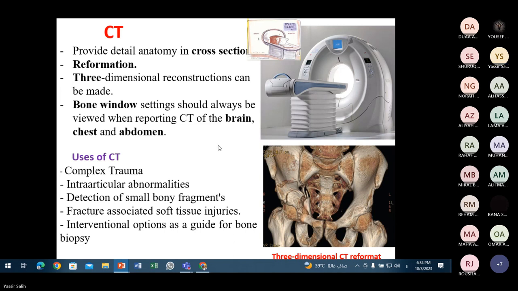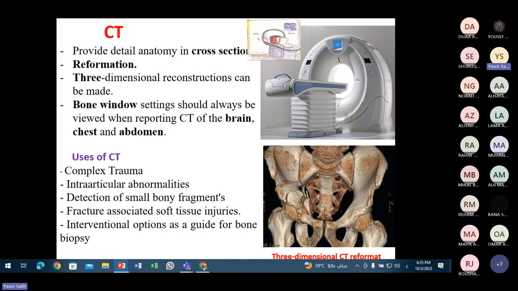With CT, as we said, axial images can demonstrate the soft tissue and you can also do a bone window. In the bone window, the bone appears more clear than the other structures. It is usually done in cases of trauma or suspected metastasis. The bone window setting should be viewed when reporting CT brain. If we do a CT brain, especially if there is a history of trauma, you have to assess the bone with the bone window, not the soft tissue window.